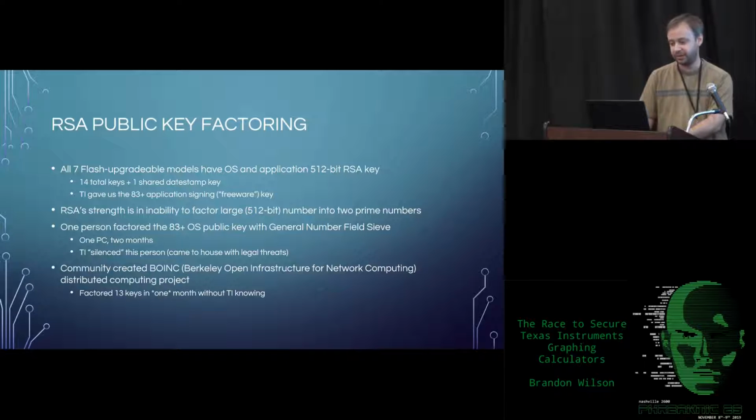But flash forward 10 years or so, and one person decided to give it a shot anyway on his computer. And he used something called the GNFS, the general number field sieve, which at least at the time, and maybe still is, was considered the most efficient known method of factoring numbers into primes. So he kicked off the process for the 83 Plus OS signing key and let it run on his computer for about 2 months before it finally spit out the primes.